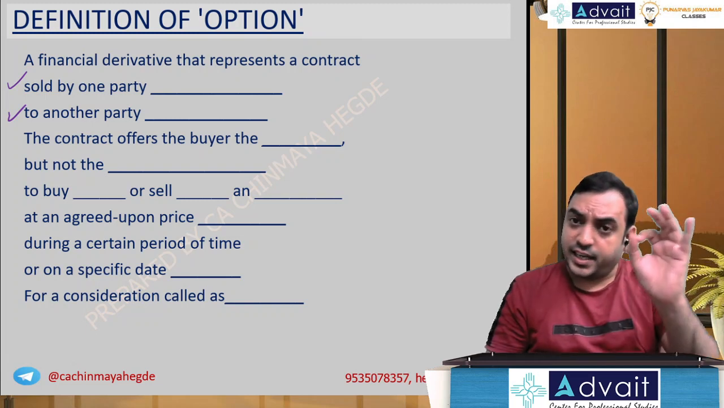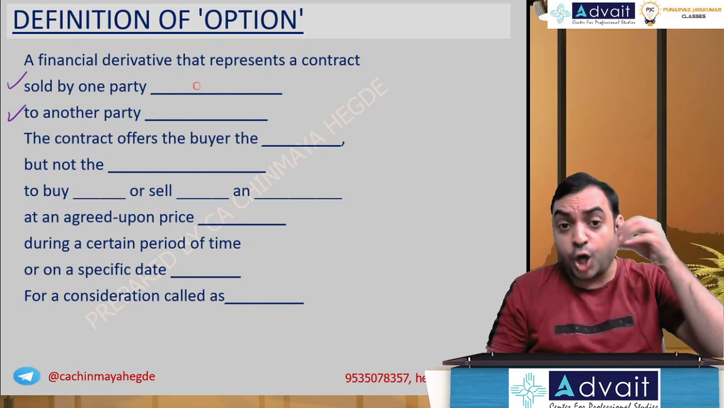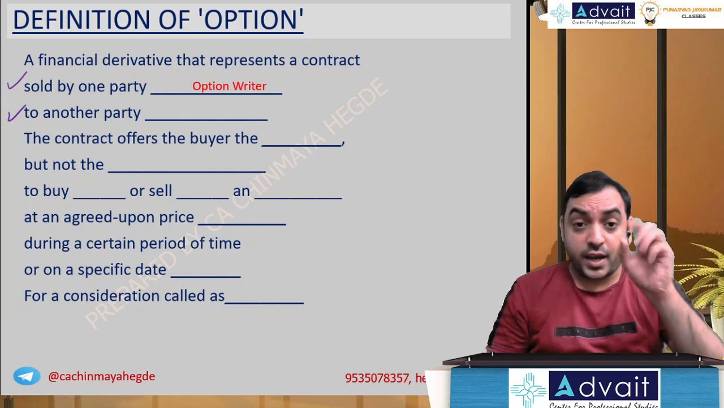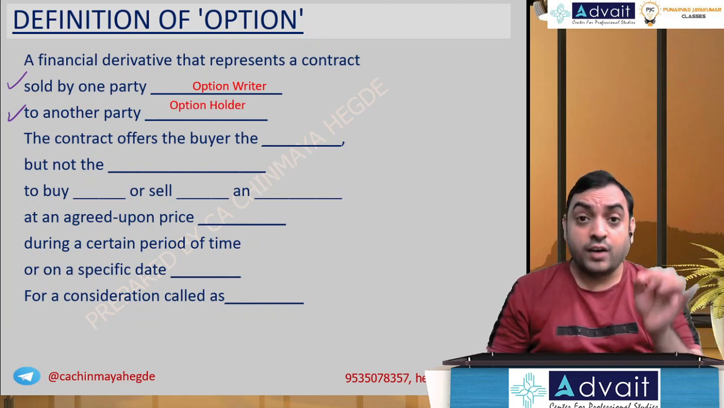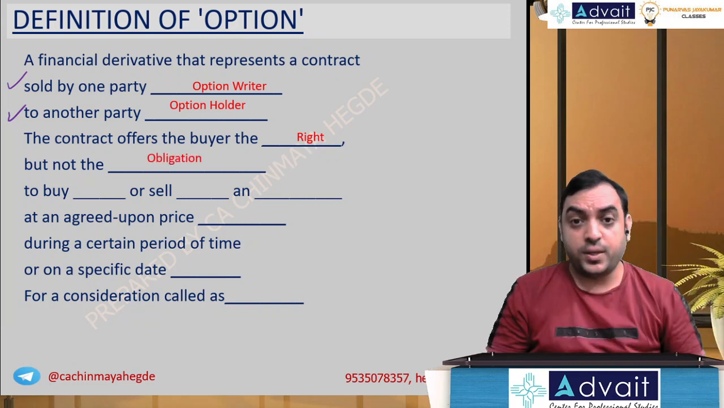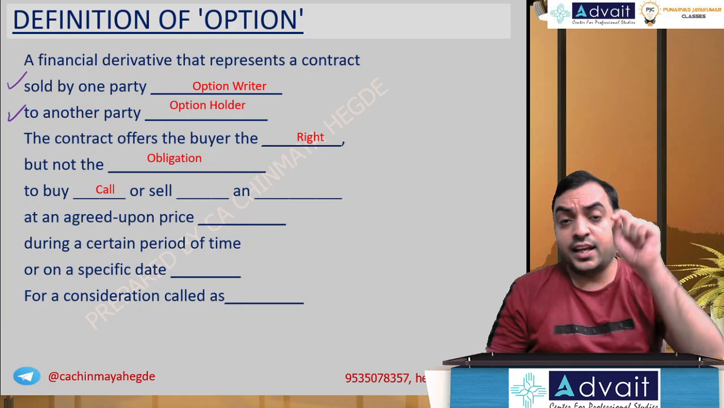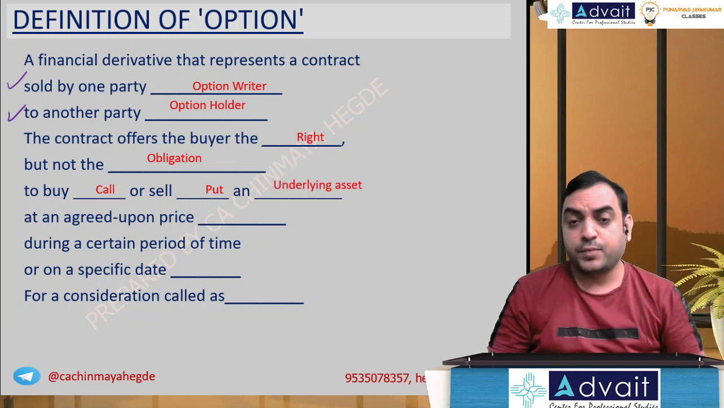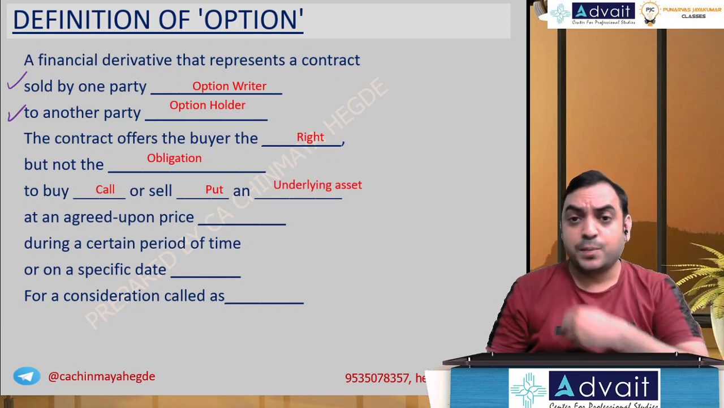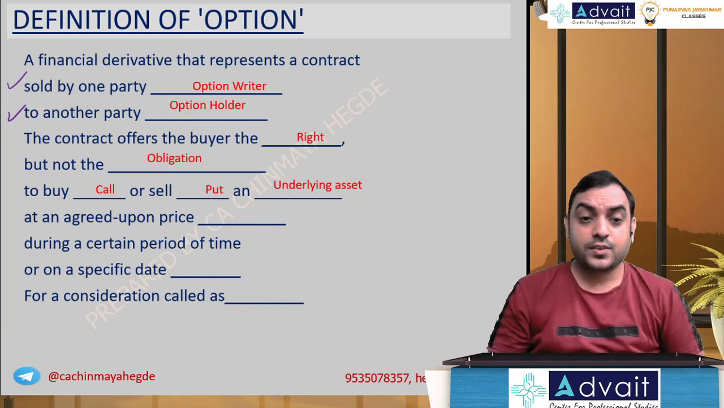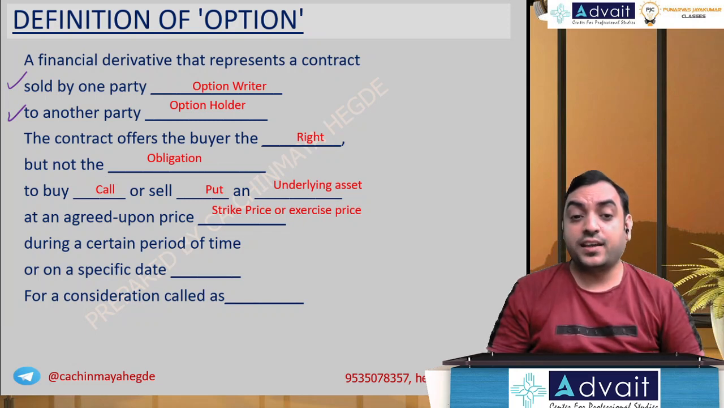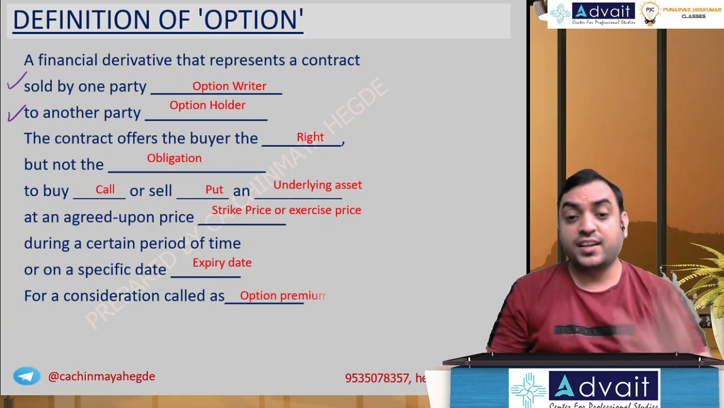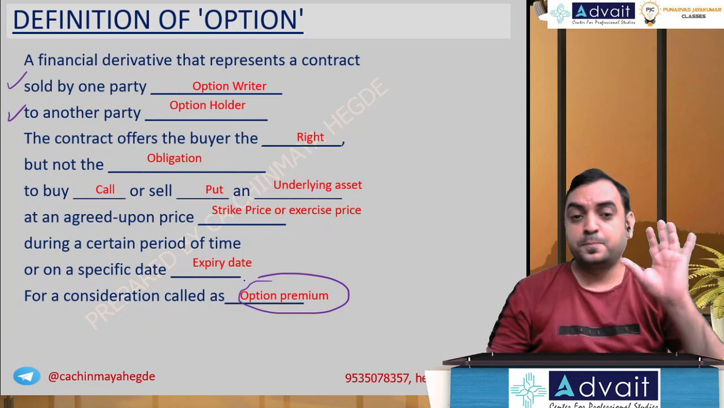Any transaction needs a buyer and a seller. But in options, the seller is called the option seller, or option writer. And the option buyer is called the option holder. The contract offers the right, but not the obligation, to buy an underlying asset, called a call option, or to sell an underlying asset, called a put option. An underlying asset may be shares, index, commodities, even foreign currency, even interest rates, at an agreed upon price called the strike price, during a certain period of time called the expiry date or expiry period, for a consideration called the option premium.